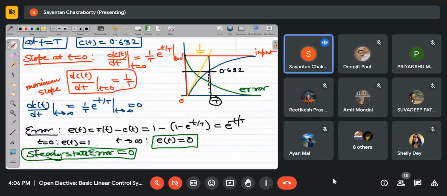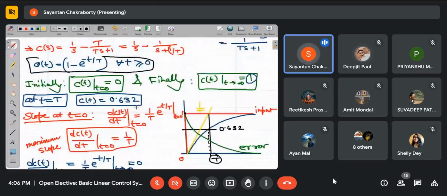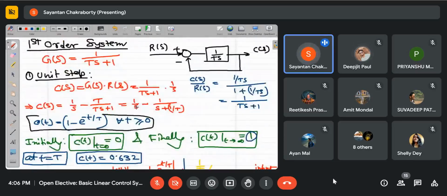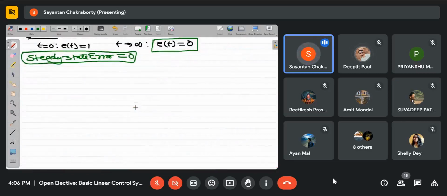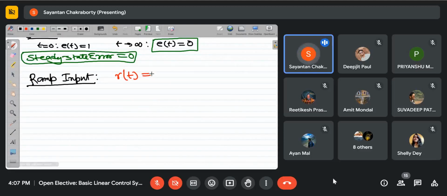So this is the parts of the steady state response, and this is all for unit step. Now I'll just quickly write down the same thing for ramp and parabolic. I'll not derive anything, it's up to you to derive. That's another task for you. Do the derivation, and the next day, if you have any doubt, I will clear that out.